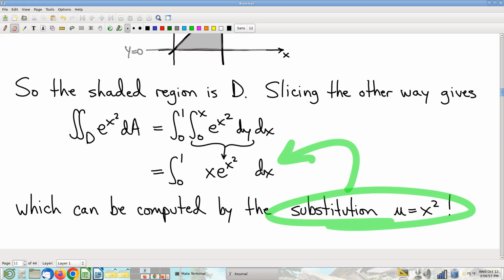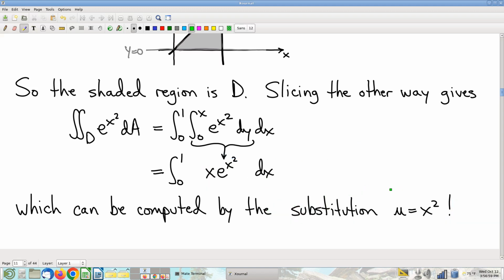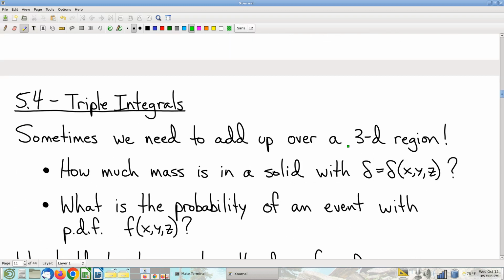All right, so that's section 5.3. Like I say, it's the one idea there. Okay. All right, 5.4.